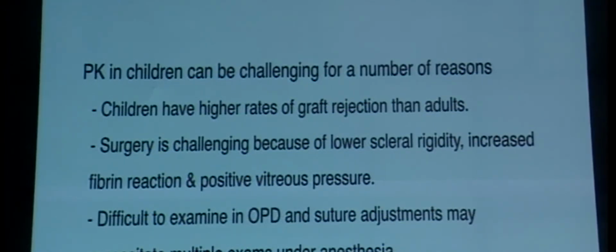Number one, children have a higher rate of graft rejection than adults, and because of the lower scleral rigidity, increased fibrin reaction, and positive vitreous pressure, performing surgery is always a challenge, and often, if you're not used to it, you may end up having a spontaneous expulsion of the crystalline lens. These patients are difficult to examine in the outpatient department and often require frequent examination under anesthesia, and if you place sutures, then sutures need to be managed appropriately, and if you don't manage the sutures, you can often result in suture-related complications. Because of the sutures, you also have to tackle the changing refractions with the suture removals, and that again plays a very important role when you are managing amblyopia.